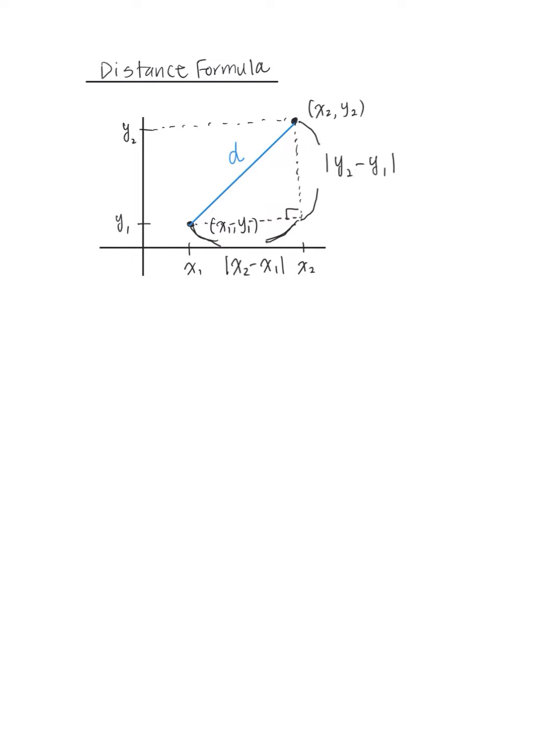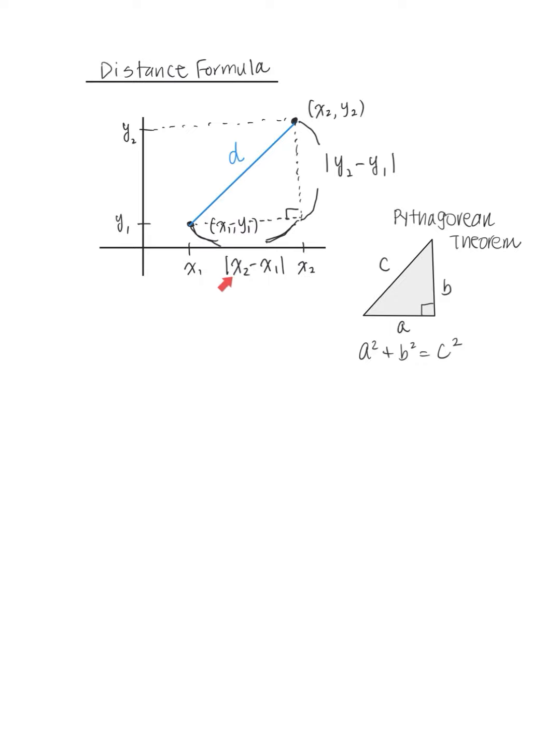All right, now we're almost there. Do you all remember the good old Pythagorean theorem, a squared plus b squared equals c squared? So what we're going to do is the same thing. Now, instead of a, we have absolute of x2 minus x1. Instead of b, we have absolute of y2 minus y1. So we're going to apply the Pythagorean theorem to this.